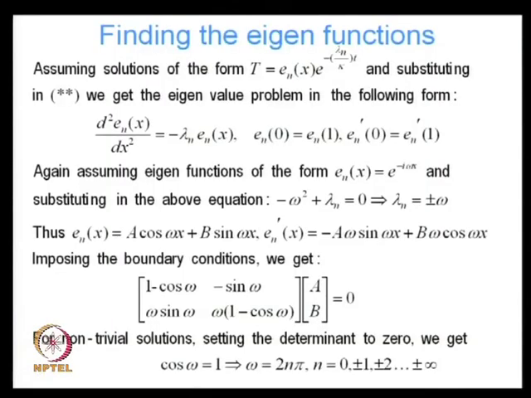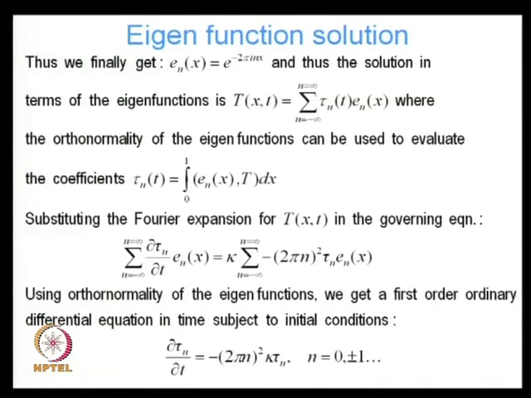The boundary conditions are these ones, which we already talked about. On imposing those boundary conditions, I get two equations and two unknowns, and this is a homogeneous system. For this system of homogeneous equations to have a solution, the determinant must vanish. The determinant vanishing gives me the condition cos omega equal to 1, which tells me omega equal to 2 n pi, n equal to 0, plus or minus 1, up to infinity. So now I know my entire eigenfunction, and I know my constants.